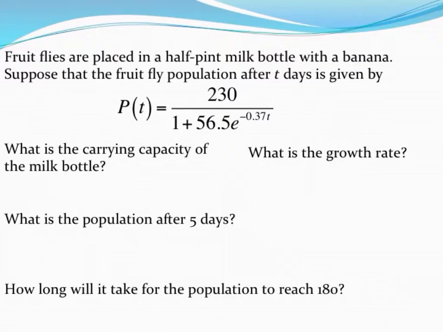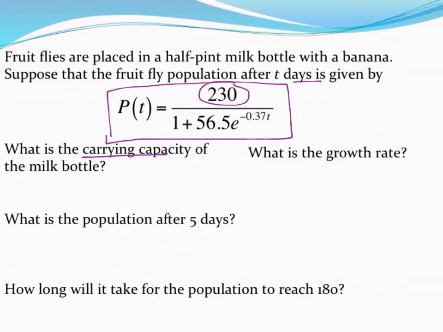So once again, our first couple of questions involve us just analyzing the equation that we're given. In this case, this equation models the number of fruit flies that are present in a milk bottle after a certain number of days. And so my first question is, what is the carrying capacity? Well, this is going to be the numerator of your fraction. So 230 fruit flies will be our carrying capacity. That will be the upper limit of flies we can have in this population. We won't be able to get more than that. The population should balance out at that point.